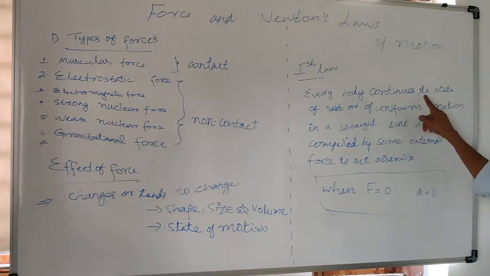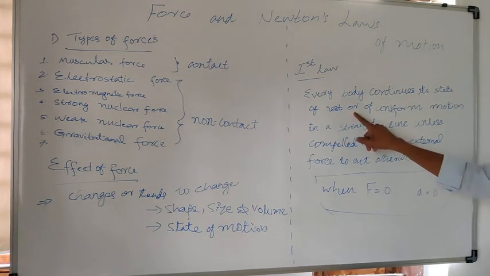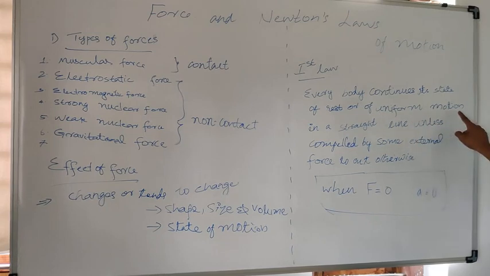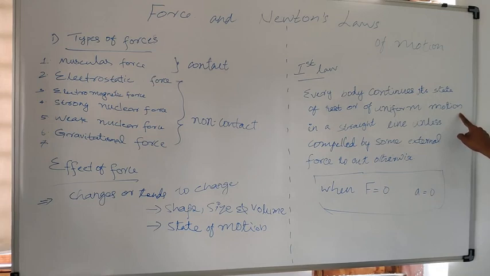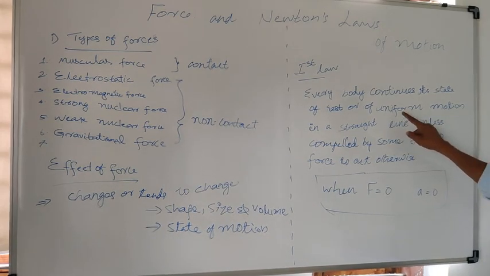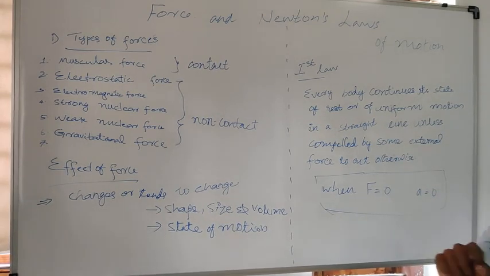So every body continues its state of rest. If a body is at rest, it will continue to be at rest. That's the meaning. Or if the body is in uniform motion, meaning equal distances in equal intervals of time, so distance by time at any interval will be constant. So that is, speed is constant. So uniform motion in a straight line. In a straight line meaning direction is not changing.